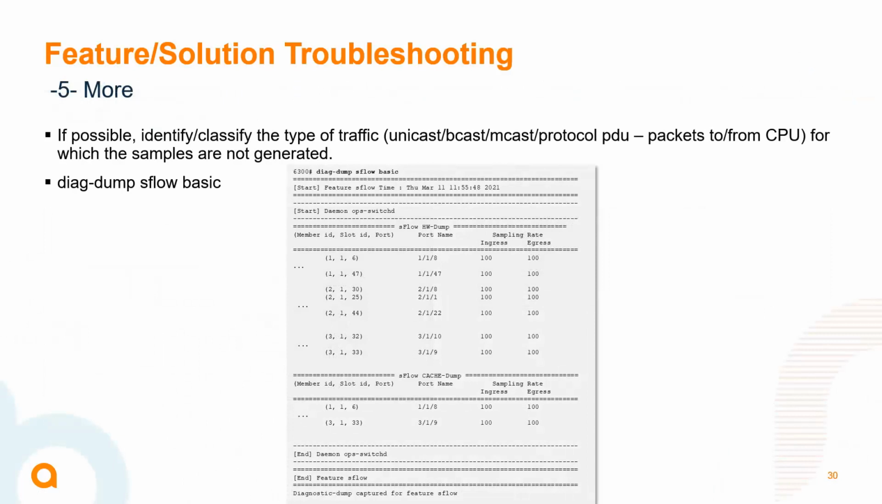Then more troubleshooting would be a diag dump S-Flow. So that is here. And possibly, if this is something that is feasible on the customer side, to identify and classify the type of traffic that are not seen and the sample not being generated. Is it unicast? Is it broadcast, multicast, and so on?